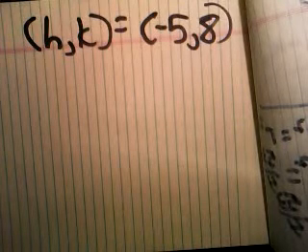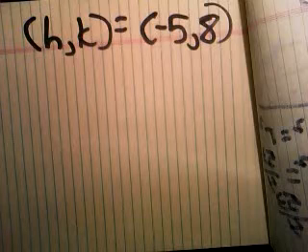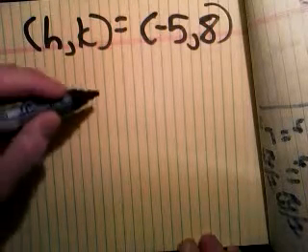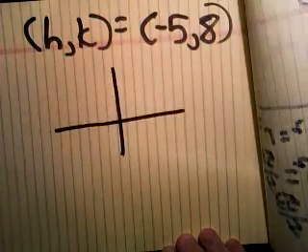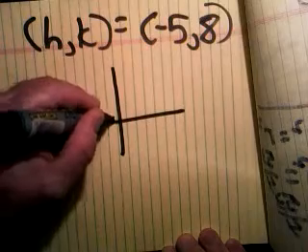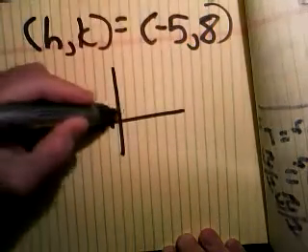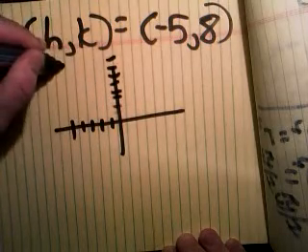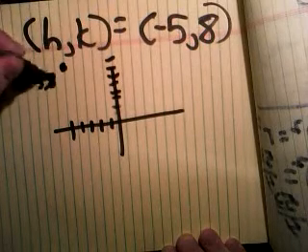Okay. Tangent, touching at one point, to the y-axis. Now that's where it's trying to throw you. And here's what we're going to do. 1, 2, 3, 4, 5. I'm plotting this point. 1, 2, 3, 4, 5, 6, 7, 8. Right here. So this is -5, 8.